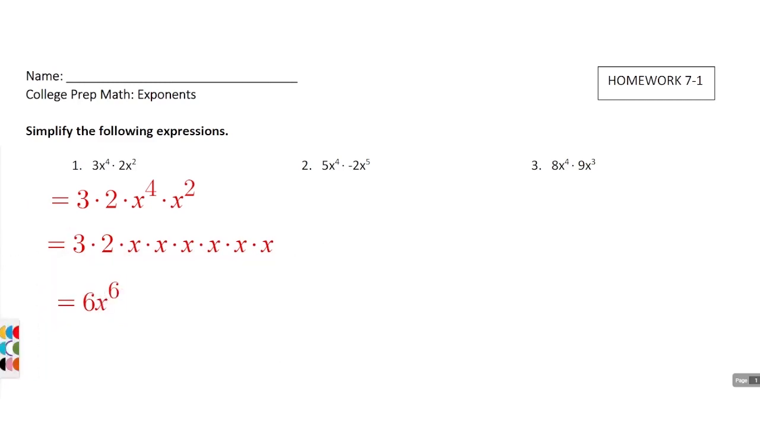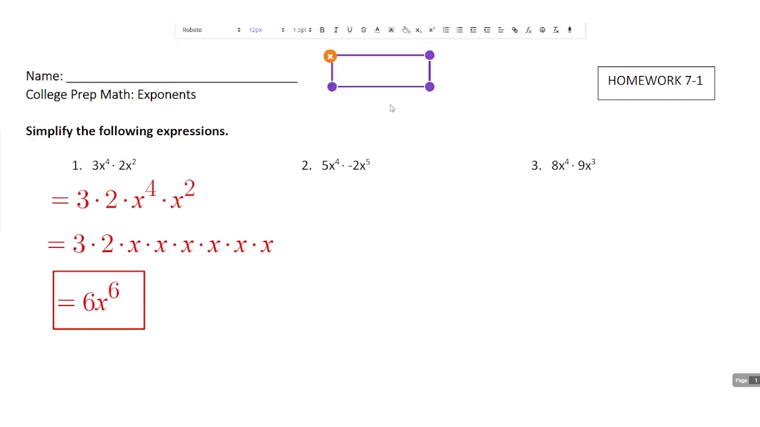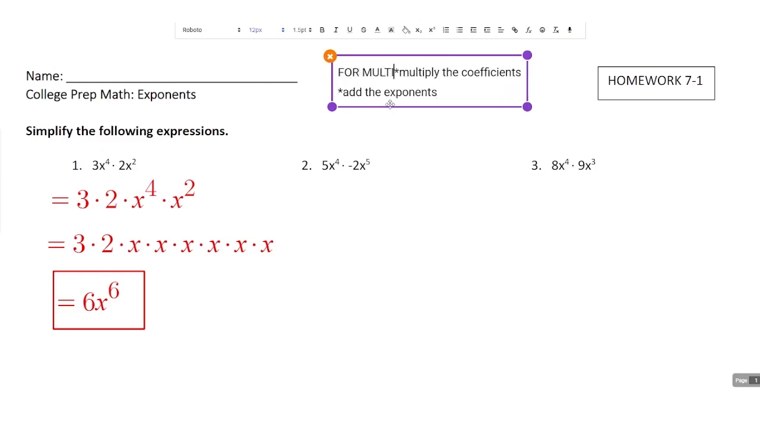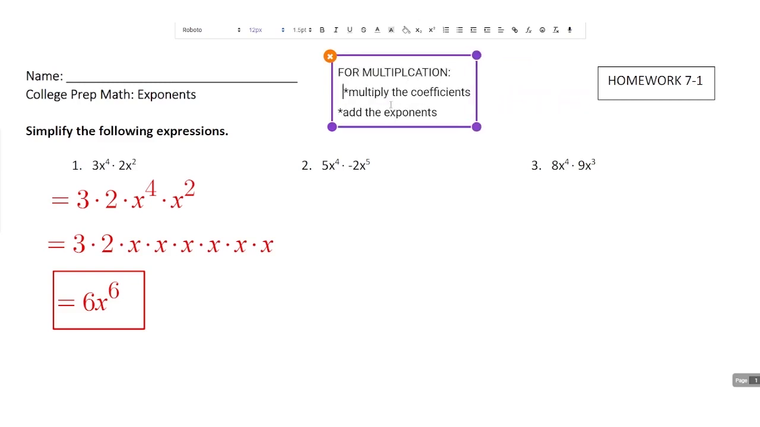Now there's a little shortcut here, and that is if you want to go straight to the answer without having to do all this rearranging and expanding, the easy way to get through this is just to multiply the coefficients. 3 times 2 would be 6. And then add the exponents. 4 plus 2 is 6. So multiply the coefficients. Maybe I'll write that out. Multiply the coefficients. And then you're going to add the exponents. And this works for multiplication. Okay. So I'm just going to leave this up here so that you can kind of refer back to it as we go through some of these problems.